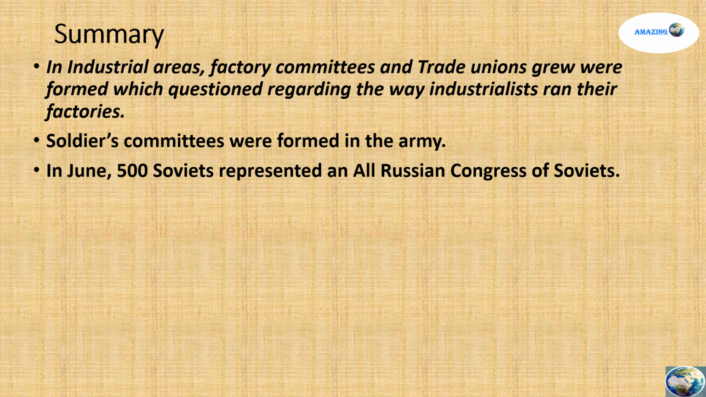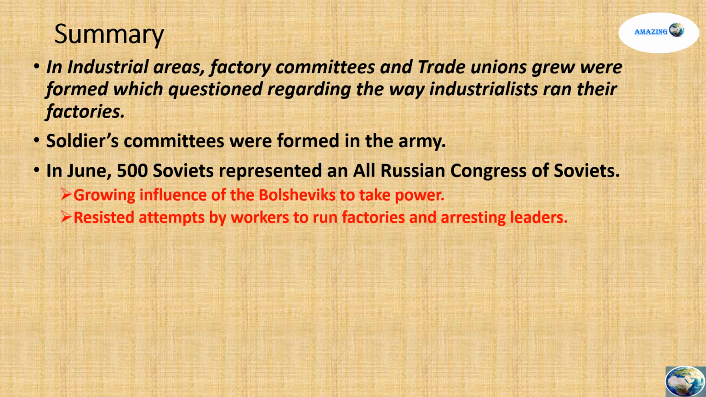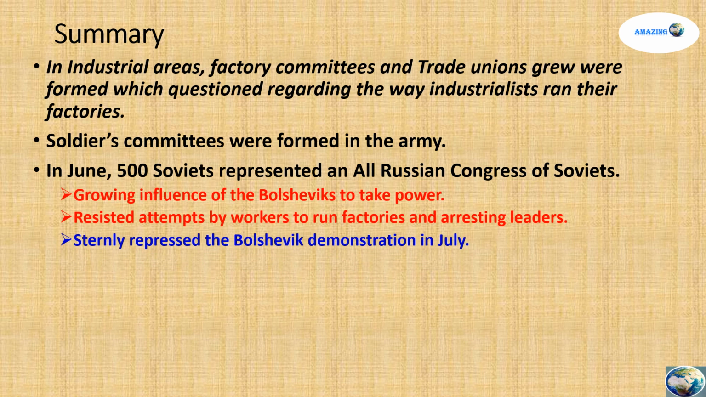All this troubled the provisional government, who found that it was the growing influence of the Bolsheviks to take over power from them, and as a result, they tried to crush and resist the attempts made by workers to run factories and started arresting them. At the same time, they took stern action against the Bolshevik demonstration in July 1917.